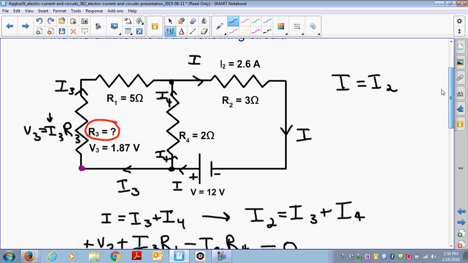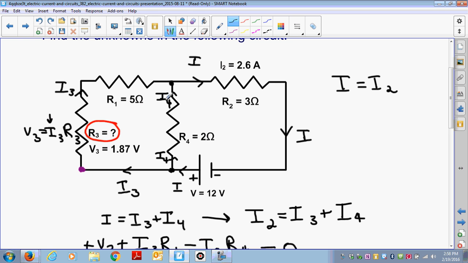You just keep going, and what if you had 3 unknowns? Well, then you might need another loop. Okay, and notice I didn't use some of these things. So I never used the voltage of the power supply because I never needed this loop. Okay, so it gets more complicated though when you have more unknowns.